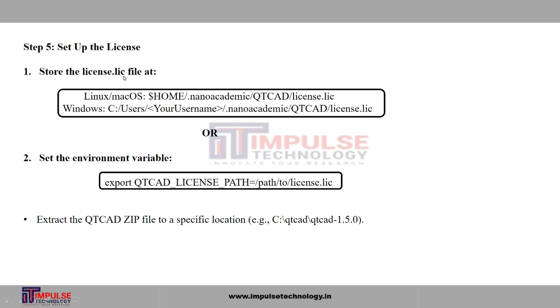Store the license file at C drive, then Users, your username, create a .nanoacademic folder, then a QTCAD folder, then place the license file or set the environment variable. I recommend the first one, placing the license. Now extract the QTCAD zip file to a specific location. Let's move to the file explorer and place the license.